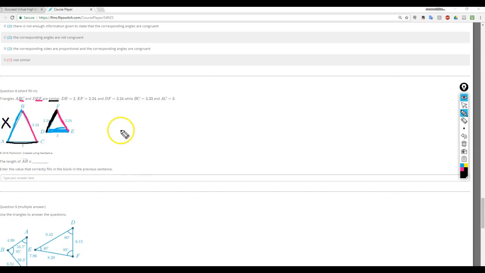Which is right here. So we need to set up a ratio. So let's set up our scale factor for the sides. So our corresponding side for AB, I would have AB compared to DE. K is going to equal CB compared to EF.